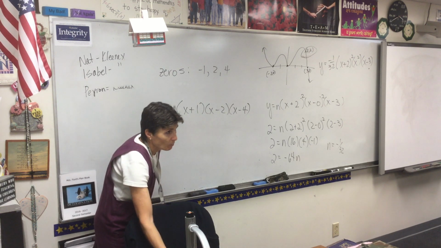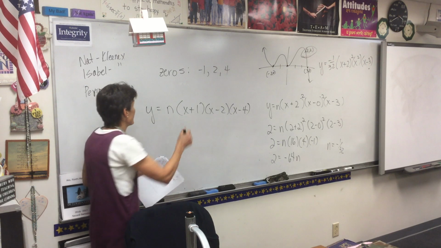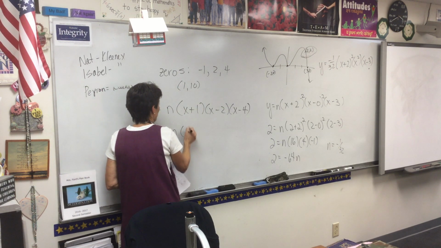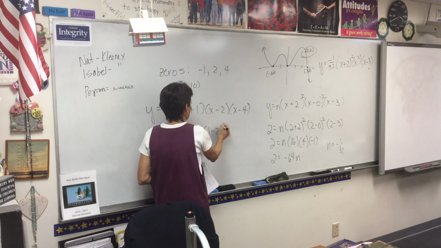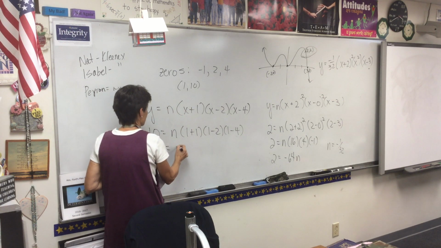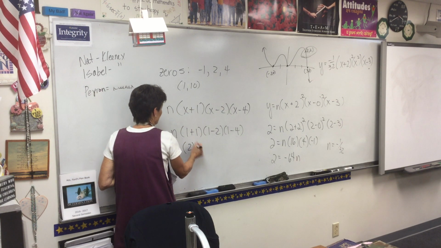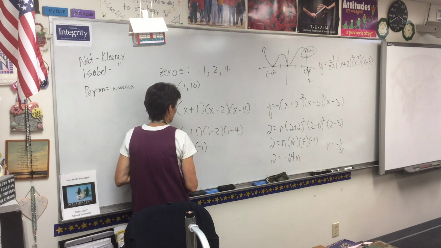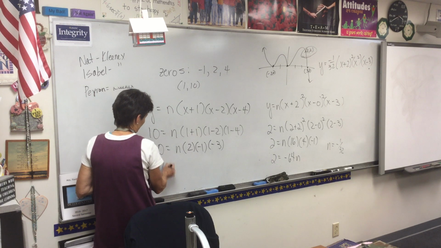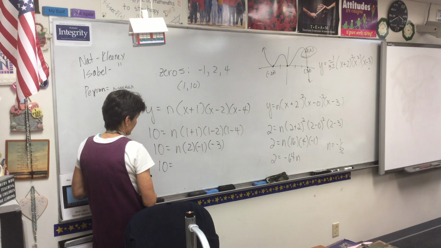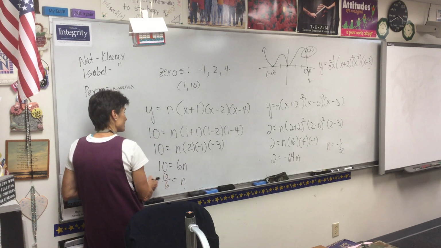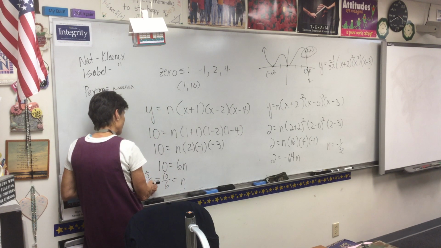Did they give me an extra point? 1, 10. So 10 in for y, 1 in for all of the x's. So 10 equals n times 2, -1, -3. What is that? 6n? 10 over 6 is 5/3, is that what you said?